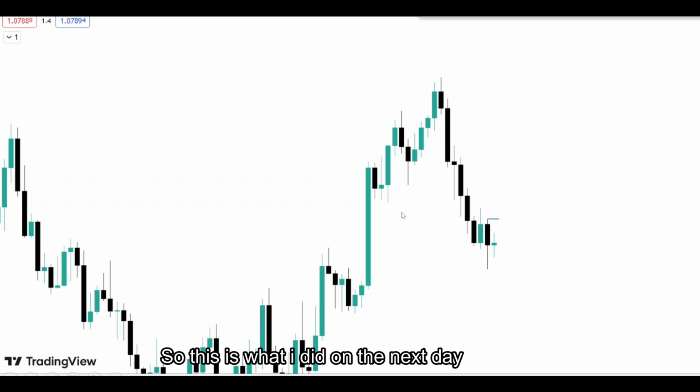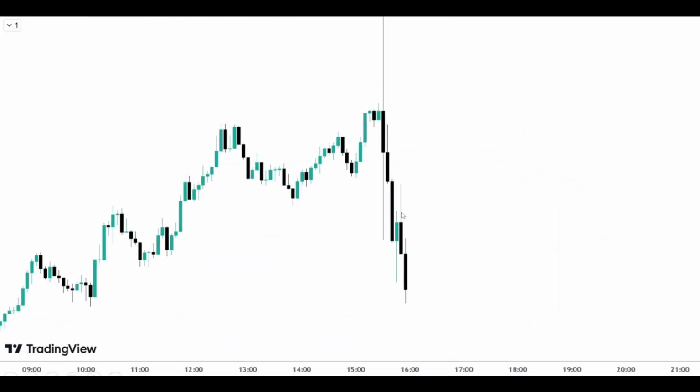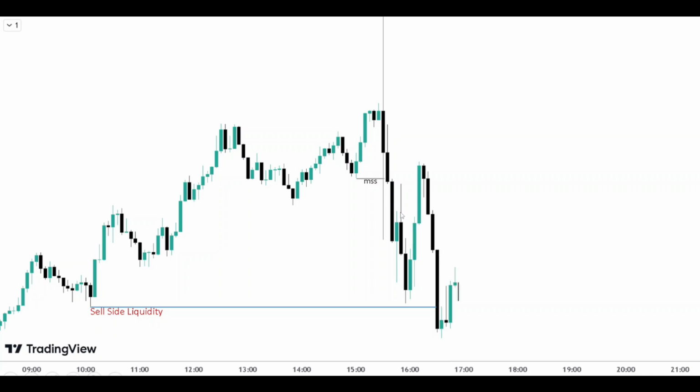So this is what I did on the next day. I went into the day with a bullish bias. So let's see what I was looking at on the lower time frame. So on the 5-minute time frame on Euro USD, we had a high impact news on that candle with a huge spike, which took buy side liquidity. We had a market structure shift, which created relative equal lows, and we attacked sell side liquidity.